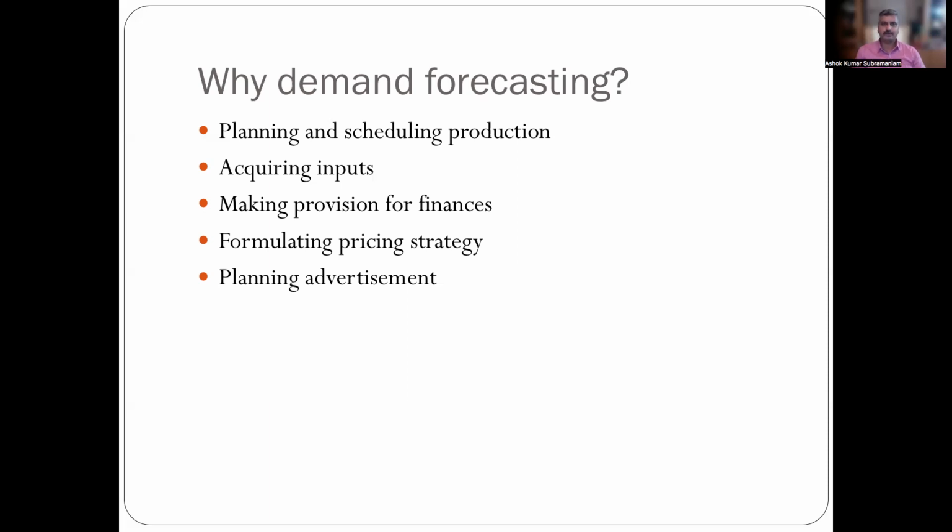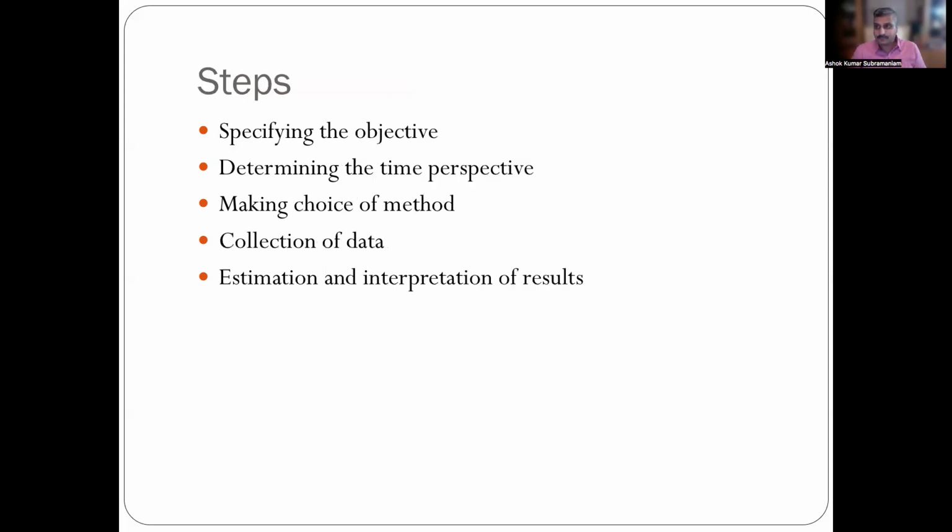It purely all depends upon demand forecasting. So based on only one demand forecasting, all other things are varying. So planning, scheduling production, acquiring your inputs and raw materials, making provisions for your finances or budgeting, formulating pricing strategy, and even planning your advertisement, everything is purely dependent upon your demand forecasting. So whatever demand forecasting you are doing, it should be well and proper. So what are the steps in demand forecasting, or how do you forecast your demand?